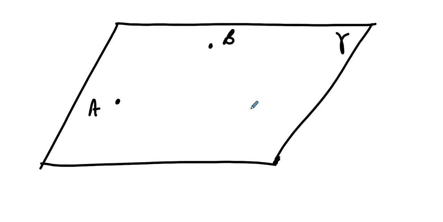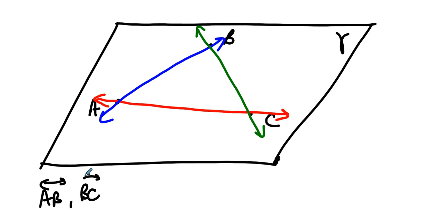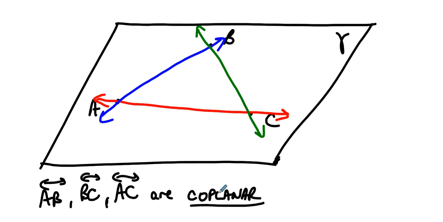Let's put some points in the plane. A, B, and C are all in plane gamma. So when we draw line AC and line AB and line BC, we're going to say that line AB, line BC, and line AC are coplanar. And by coplanar, we just mean that they lie in the same plane. They sit on the same table. They fall on the same road.